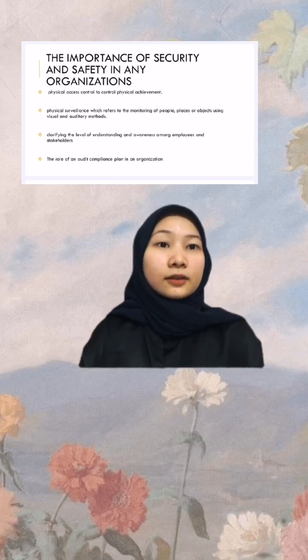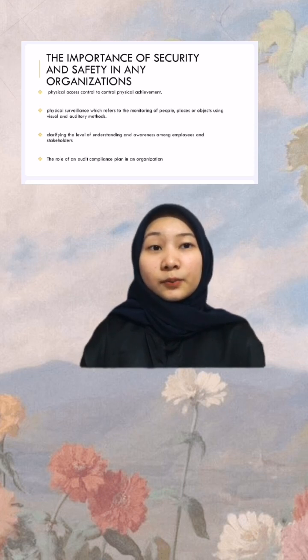Next is physical surveillance, which refers to the monitoring of people, places, or objects using visual and auditory methods. It also involves observing and documenting activity, behavior, and events in real time or through recording. It is also used to prevent and investigate crime, monitor public space, and ensure the safety of sensitive areas. Therefore, it is important for organizations and individuals to conduct physical surveillance in an ethical manner, respecting the right to privacy and complying with the relevant law and regulation.